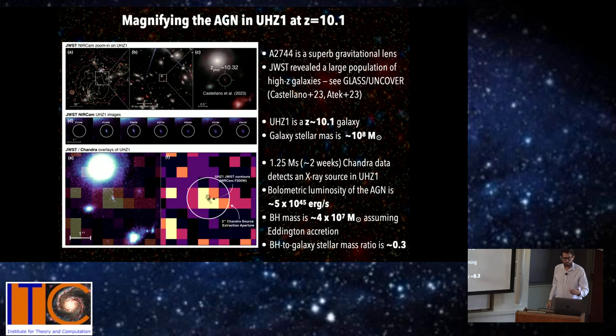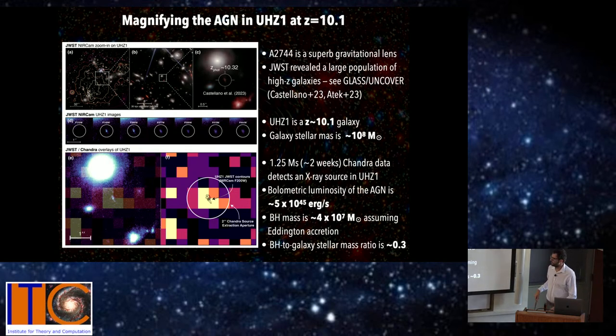We also have Chandra follow-up data, roughly 1.25 megaseconds when this paper was written, and if you cannot convert seconds to days immediately, this is roughly 2 weeks worth of continuous Chandra observations. We cross-correlated the list of high-redshift galaxies, redshift 9, 10, 11, 12 galaxies detected by JWST, with the Chandra data. And what we have found is that at the position of UHZ1, there is an X-ray point source. I will show you more details in a second, but here is a summary.